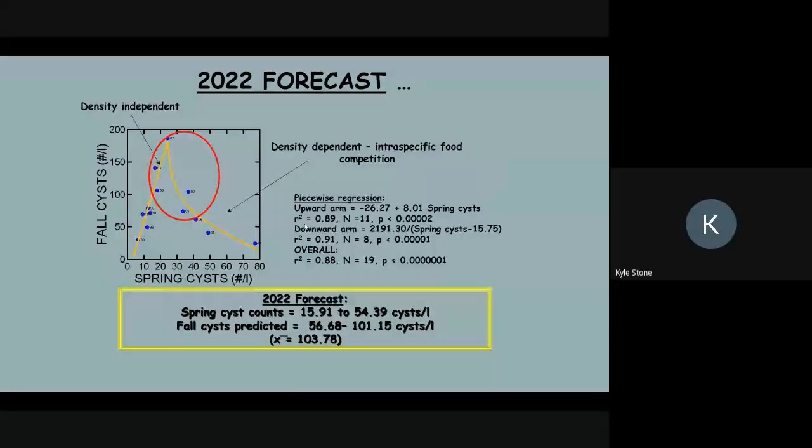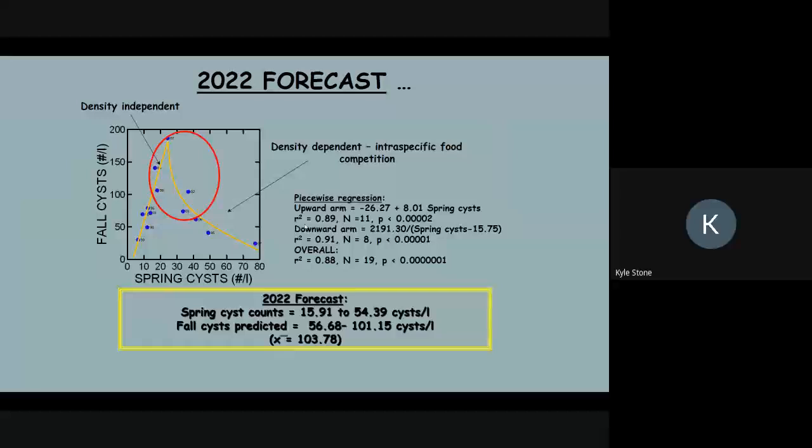This is the 2022 forecast. This is the forecast model with the upper arm that is density independent, the downward curving arm, which is density dependent, and then that red circle delineates where we should have fallen on that curve. Spring counts were as low as 15.9 and as high as 54.39. That's being driven by some outlying sites. And that 54.3 in the spring translates to 56.6 in the fall.